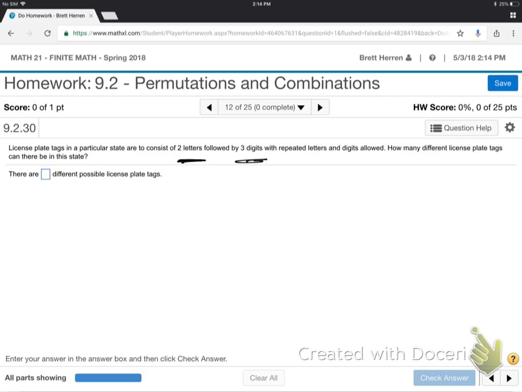By the way, how many letters in the alphabet? 26. 26 letters in the alphabet. Going to need that fact. 26 letters. All right, so let's pick one. Somebody got one? Give me a license plate.